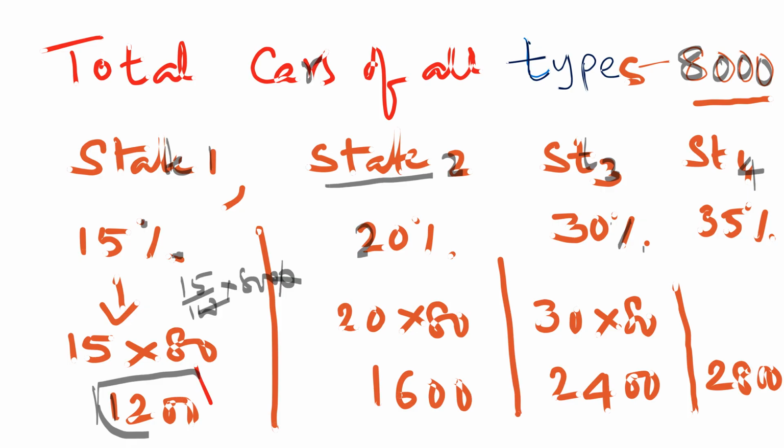For the second state, 20% of the total cars means 20 into 80, that is 1600. State 3 has 30%, so 30 into 80 is 2400. State 4 has the remaining cars: 1200 plus 1600 is 2800, plus 2400 is 5200, so the remaining is 2800. These are the numbers of cars belonging to state 1, state 2, state 3, and state 4.